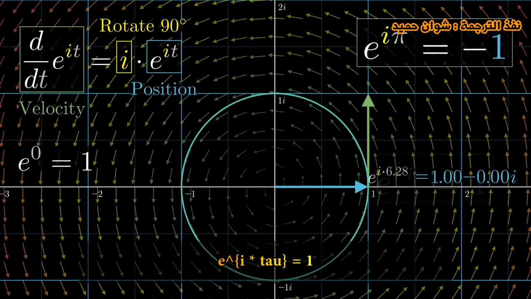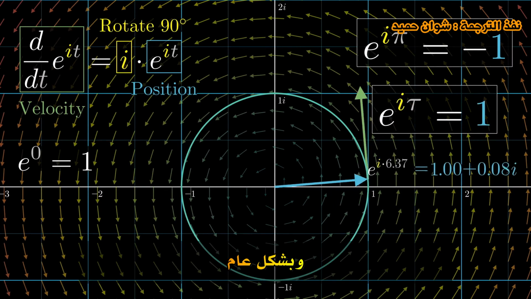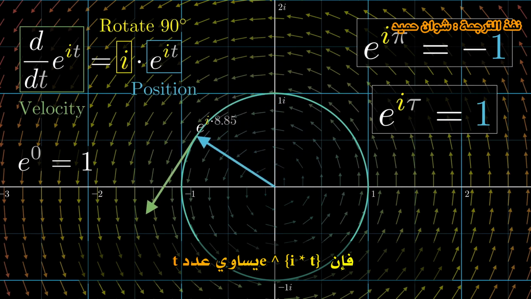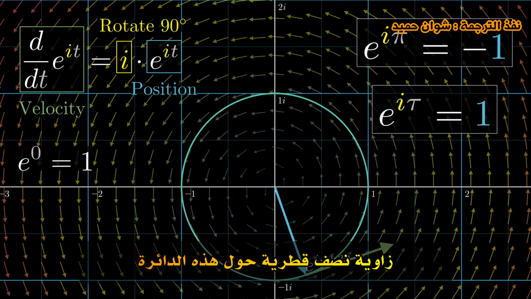e to the i times tau equals 1. And more generally, e to the i times t equals a number that's t radians around this unit circle in the complex plane.